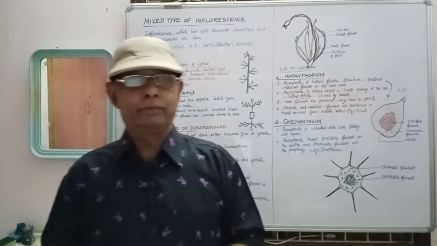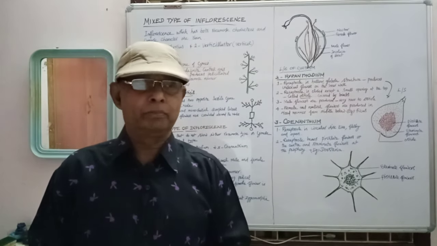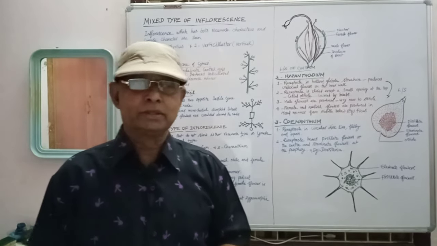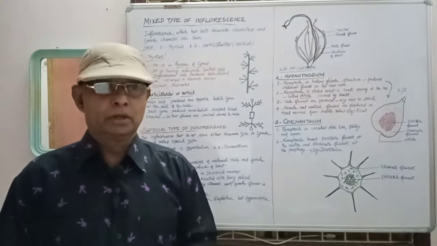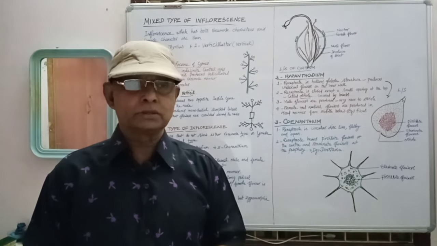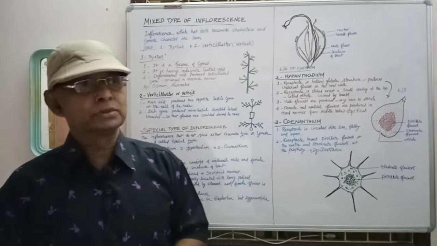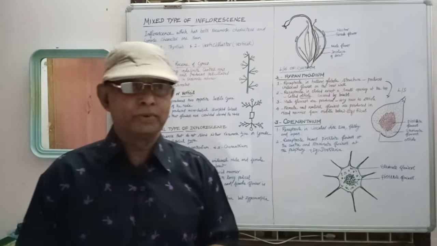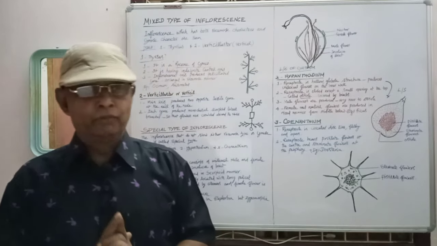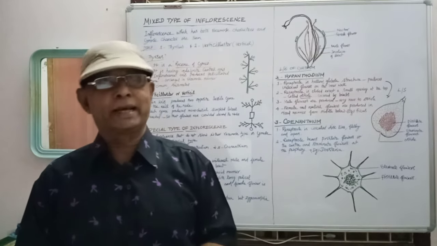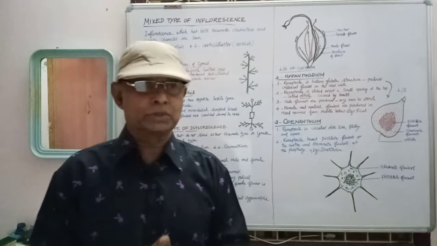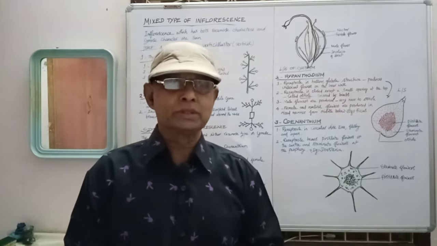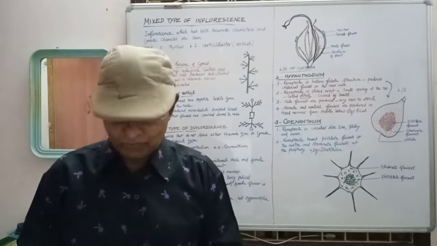My dear students, today we are going to see about mixed type of inflorescence and a special type of inflorescence. What is a mixed type of inflorescence? When an inflorescence produces both racemose characters and cymose characters, that is a mixed type of inflorescence. An inflorescence which shows both racemose characters and cymose characters in the same inflorescence is called mixed type of inflorescence.